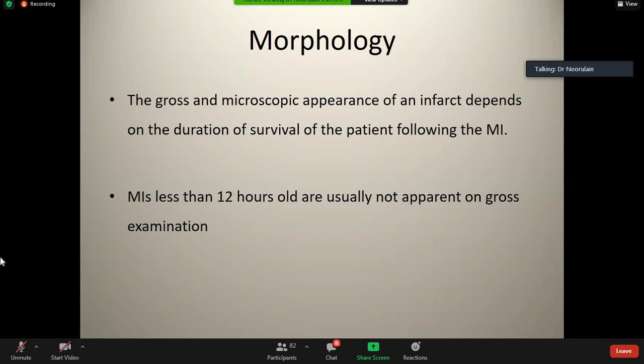Let's talk about the morphology of the myocardium during and after myocardial infarction. The gross and microscopic appearance of an infarct depends on the duration of survival of the patient after the MI. An MI of less than 12 hours usually does not appear on gross examination. It appears as normal heart tissue.